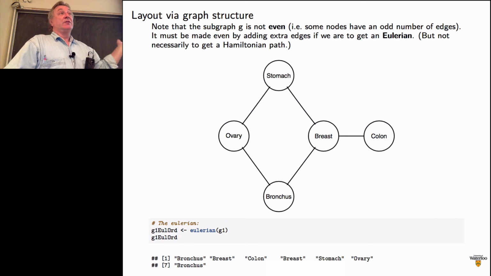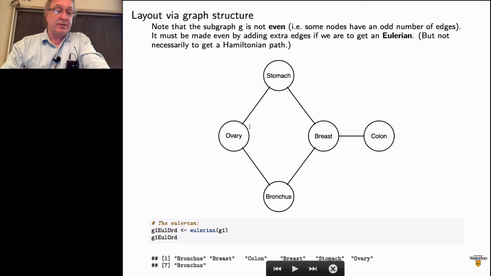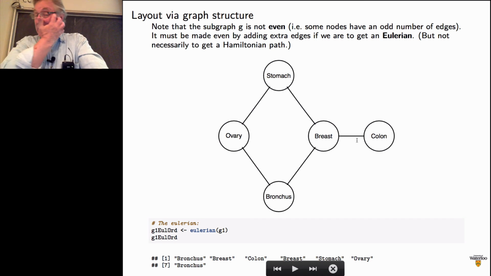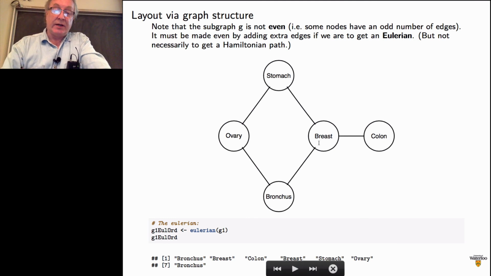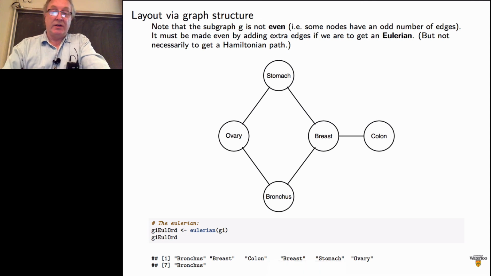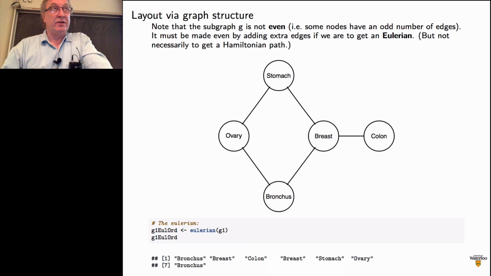Now, for this particular graph, it's not even, right? So stomach has degree 2, it has 2 edges. Ovary has degree 2, has 2 edges. Bronchus 2. Breast has degree 3, not an even number. So it has 3 edges coming out, and colon has only 1 edge connecting at the breast, and that's, again, not an even number. However, it's not hard to see that I could actually travel and visit every edge for this particular graph, provided I start over here at colon without introducing any new edges. Okay? So if you have an even graph, it's guaranteed you can get an Eulerian, but if you don't, sometimes an Eulerian still exists.